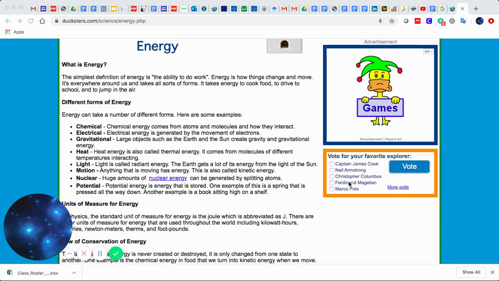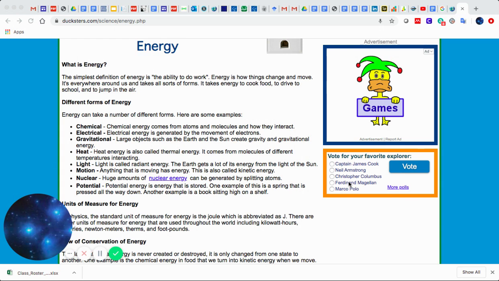Here are some examples. I want you to pay attention to them, and know that in conceptual physics there are going to be 7 different types of energy that Mr. Rife will talk about, and we need to remember those. I'll share with you different ways that we can memorize them. Chemical energy comes from atoms and molecules and how they interact. Electrical energy is generated by the movement of electrons. Gravitational: large objects such as the earth and the sun create gravity and gravitational energy.